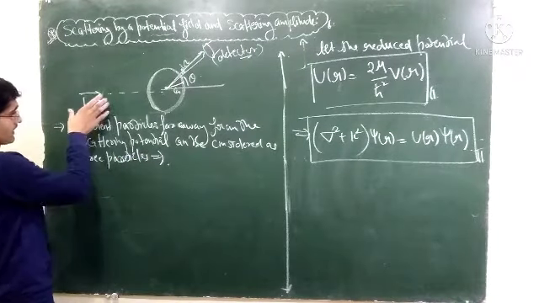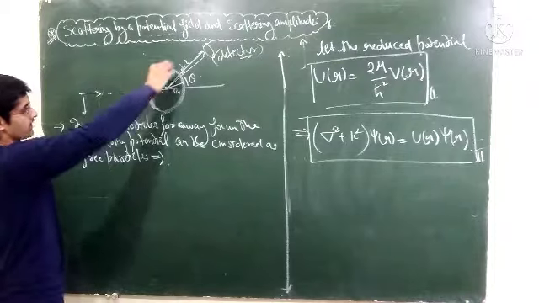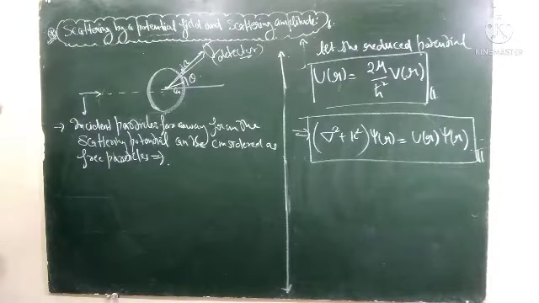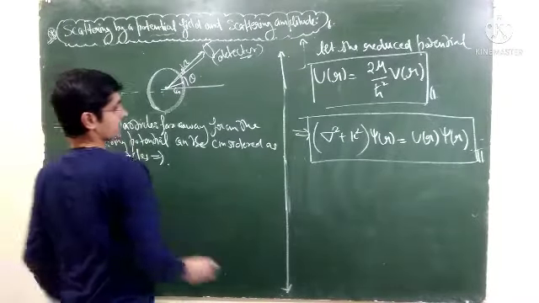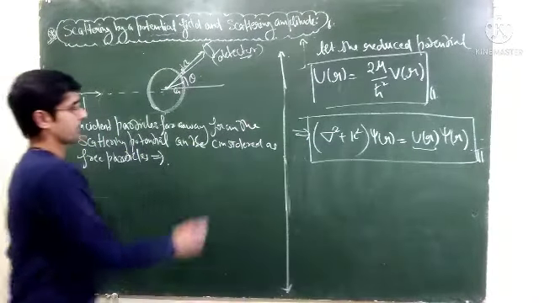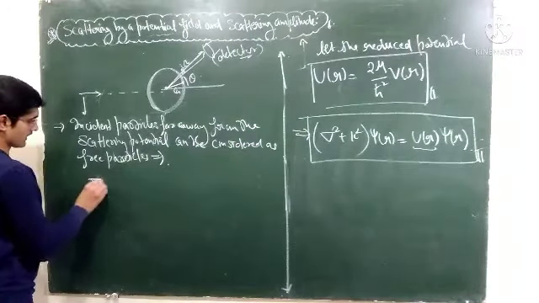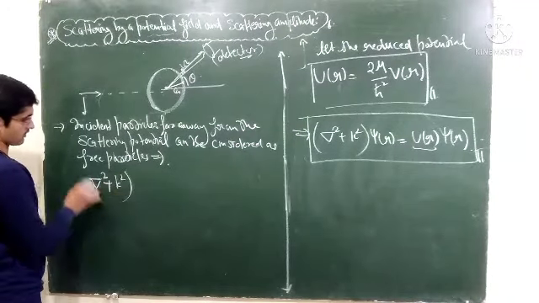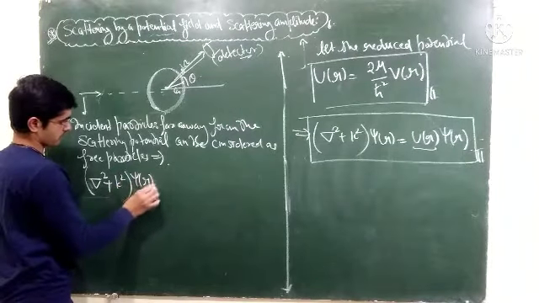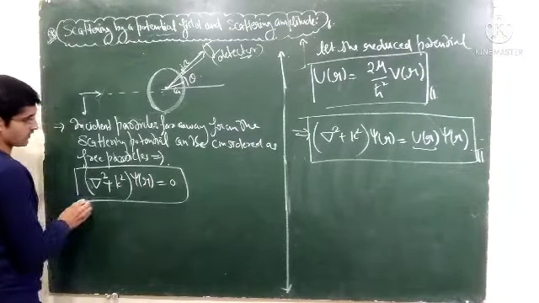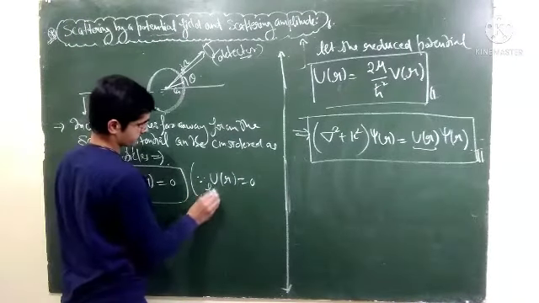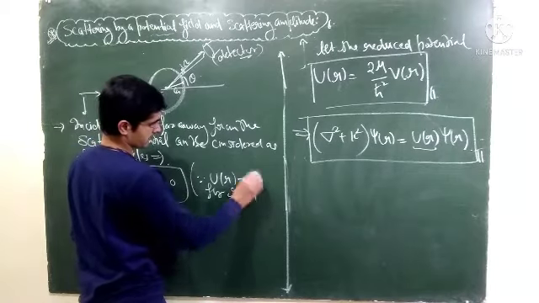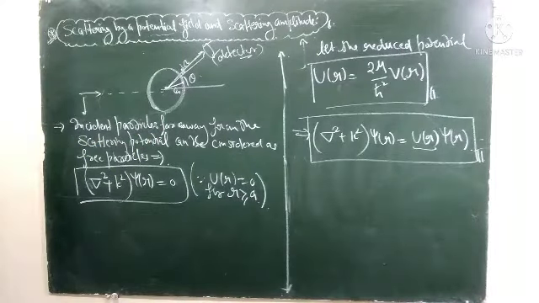right? Which means the influence of this potential on these incident particles is zero. So initially at the incident particle, this potential is zero, and that's why this equation will be Laplacian plus k square into psi of r equals 0. Why? Because u of r is 0 for r much greater than a. So this is a very important thing.